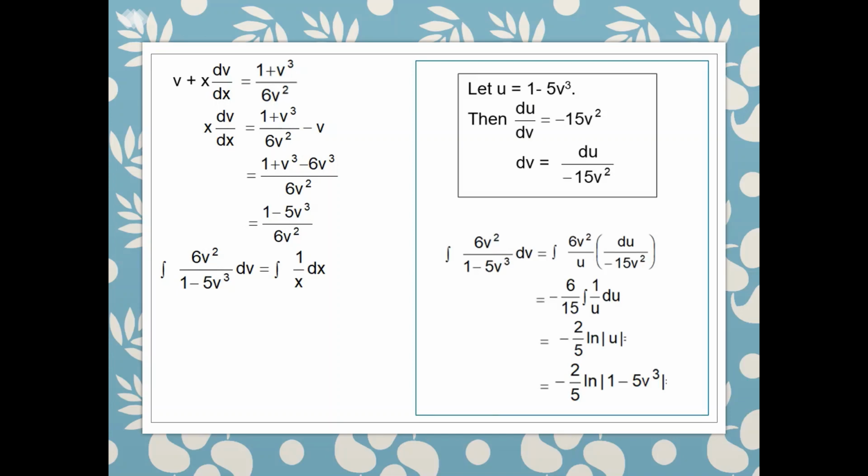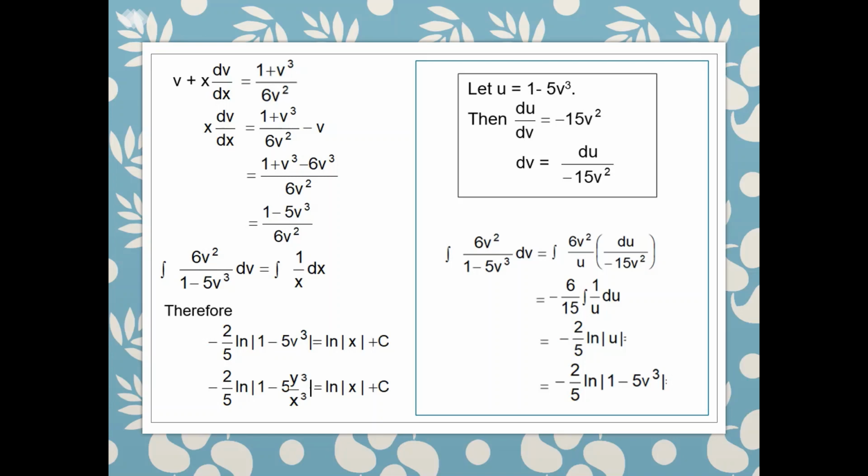By taking u equal to 1 minus 5v to the power of 3, differentiate u with respect to v, the answer is negative 15v squared. Substitute this into the integral and simplify, you should get negative 2 over 5 ln u as the answer. Replace the u back with 1 minus 5v cubed. By substituting all the v with y over x, you should get the final answer, negative 2 over 5 ln of (1 minus 5y cubed over x cubed) equal to ln x plus c.